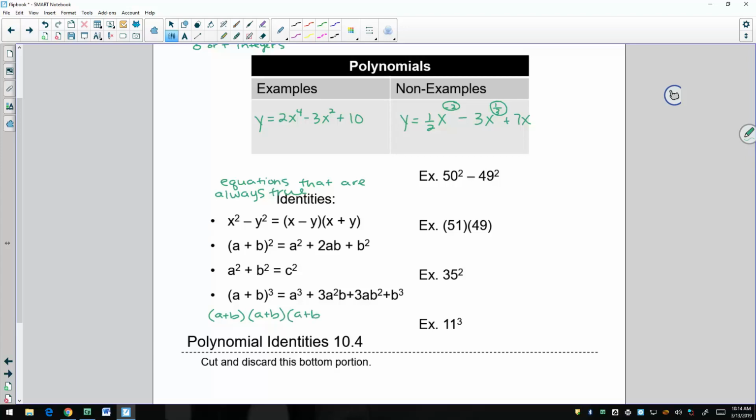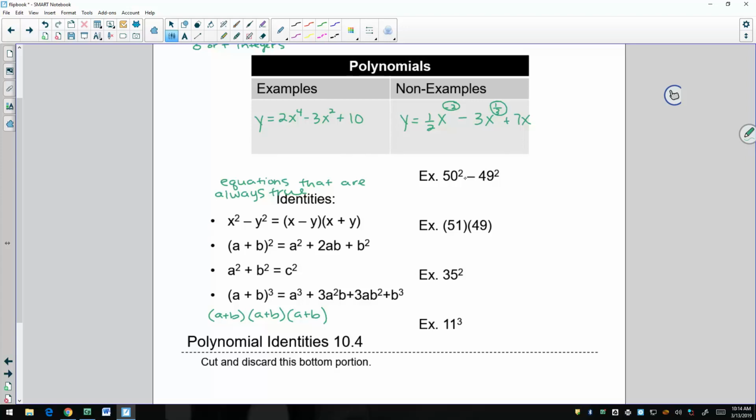And you could sit here, yes, and multiply them all out. So you would start by multiplying the first two together. You'd end up getting this, and then you would multiply that by the last a plus b. But it's kind of easier if you just kind of know this, because then you don't have to sit there and double distribute two or three times. So we're going to actually do some examples.